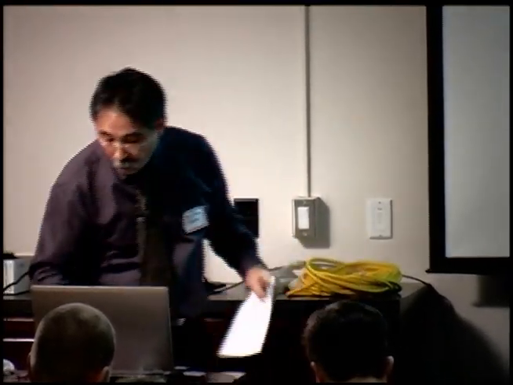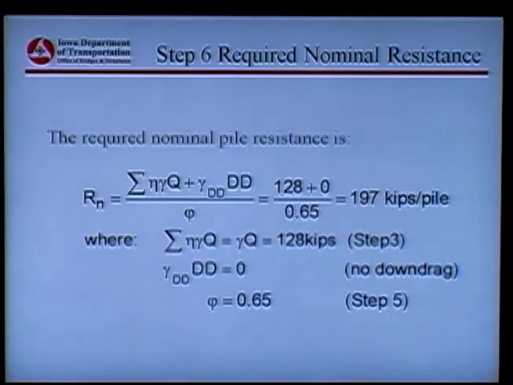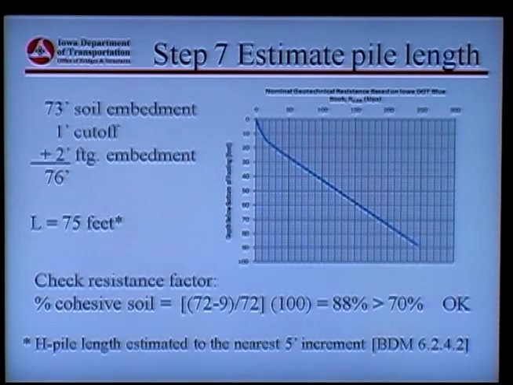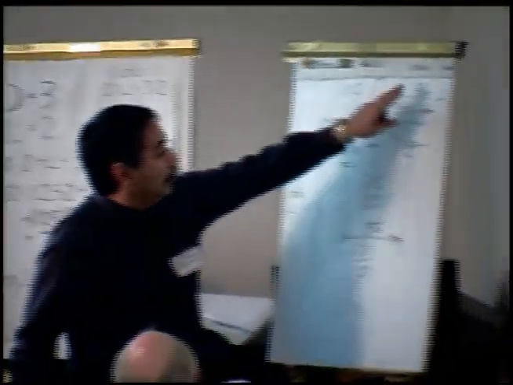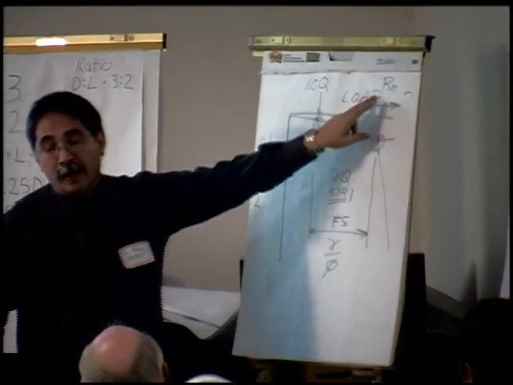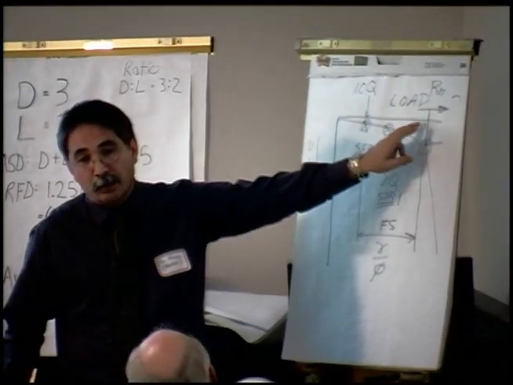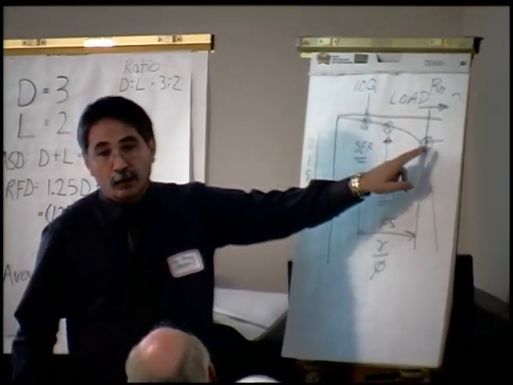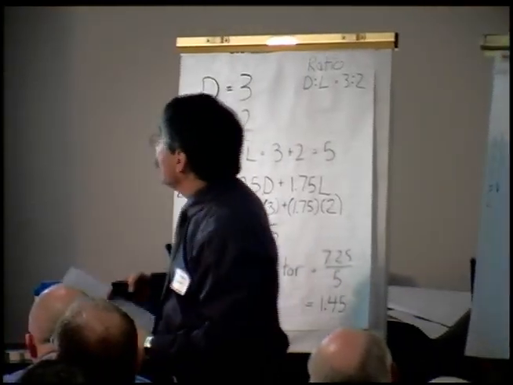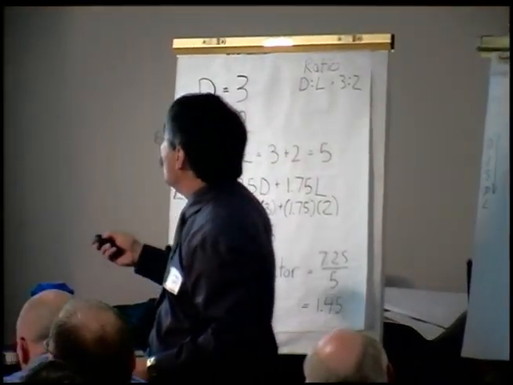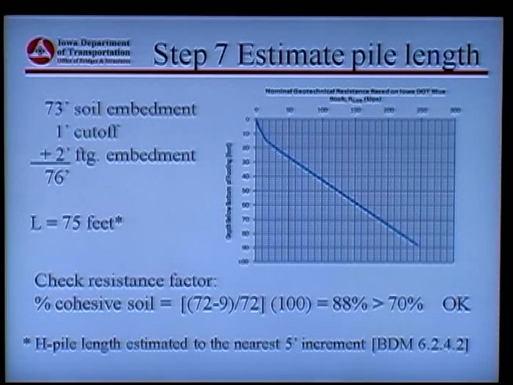So let me move the frames forward here, and you'll see that in the next frame. So if I plot those points, then I get a curve like this. That's all it means. Now remember what we said was the nominal resistance is what the blue brick is predicting is all the way out here, right? And we said that was the 128 divided by the resistance factor of 0.65, which is the 197. And so what happens is we got to come across till we get to 197, then come down, and then go across, and we can estimate our embedment length below bottom of footer.